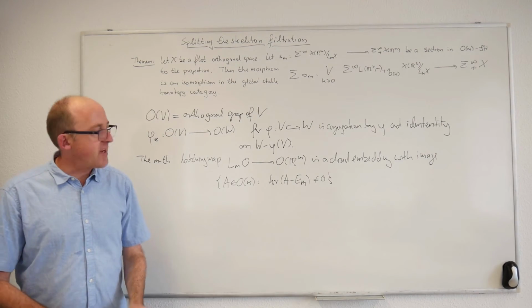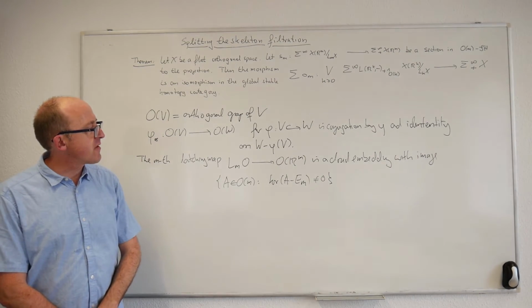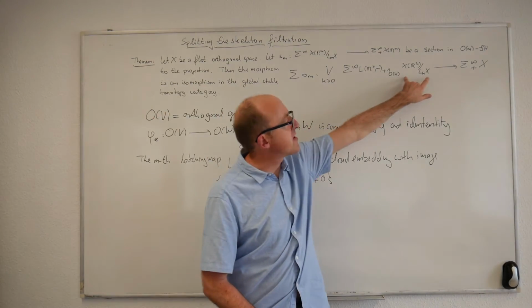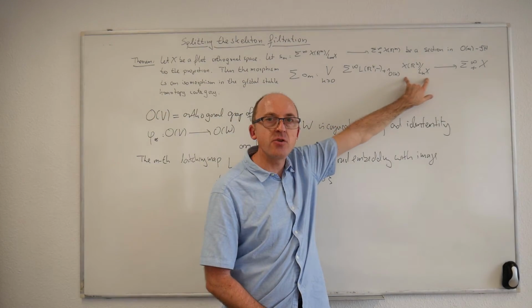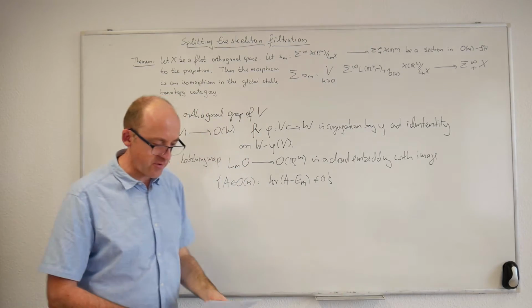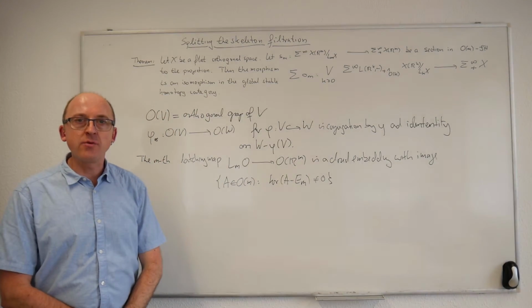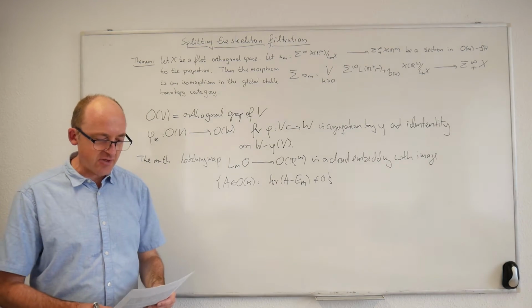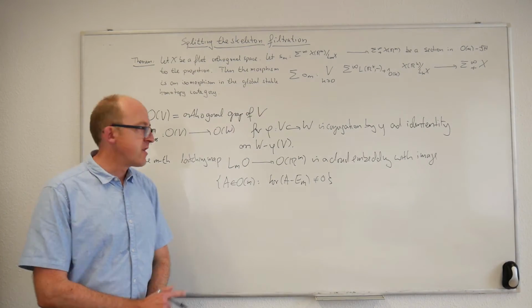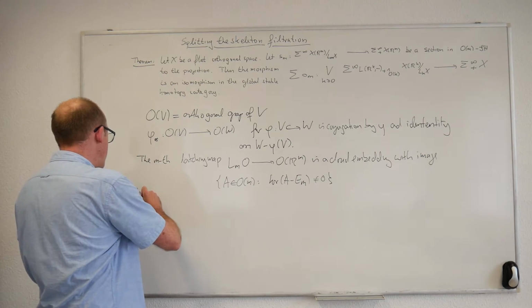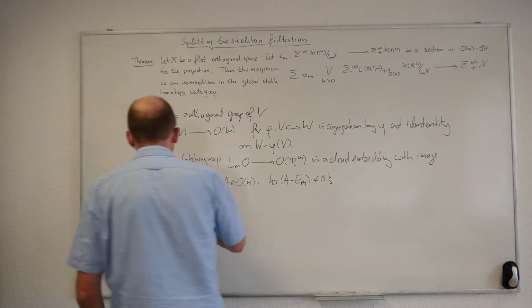Before I get to those splittings, I want to first give you a different interpretation of what the subquotient of the skeleton filtration looks like in the case of the orthogonal groups. And I claim that it's homeomorphic to the one-point compactification of the adjoint representation. So let me recall the adjoint representation.